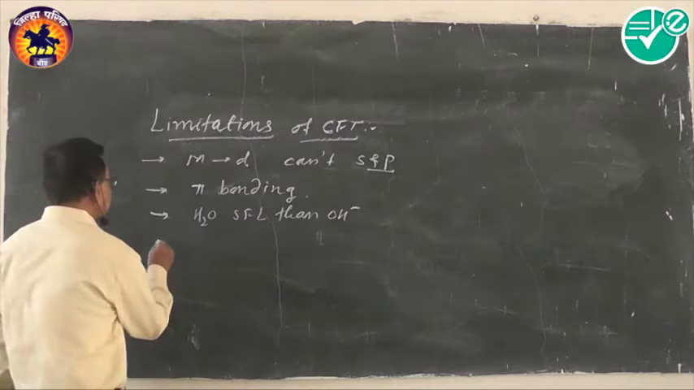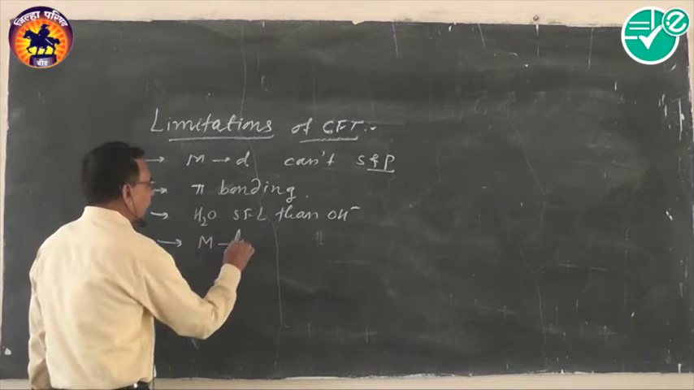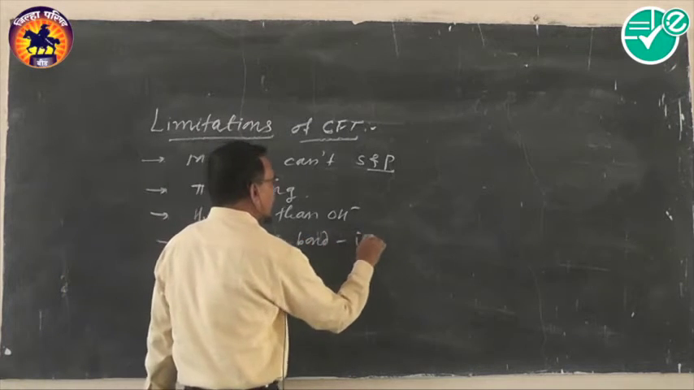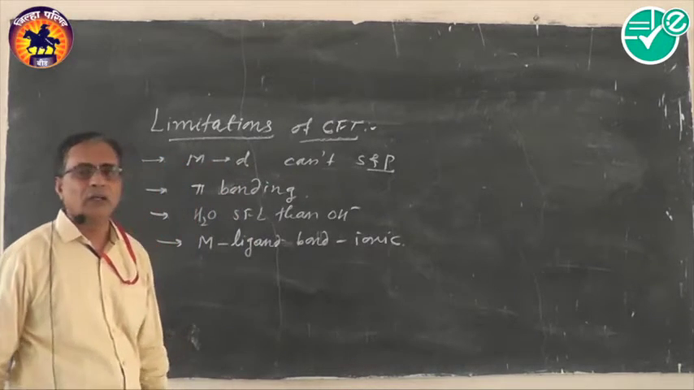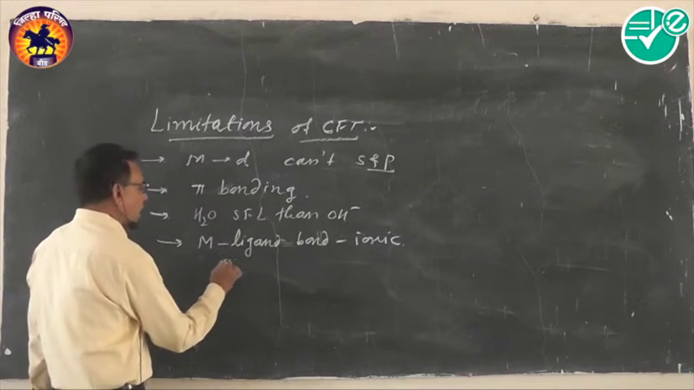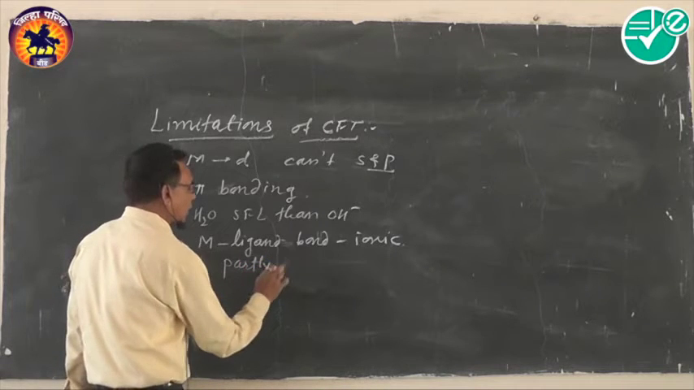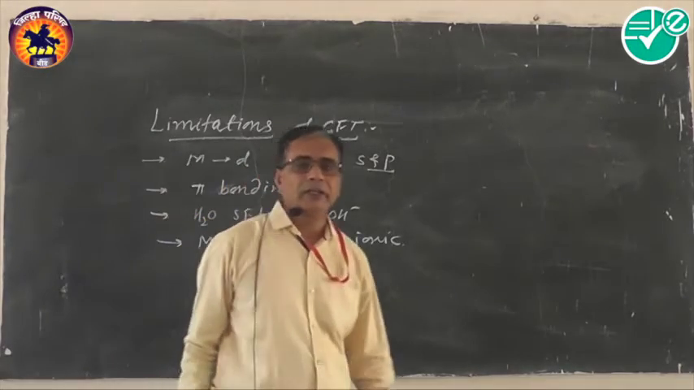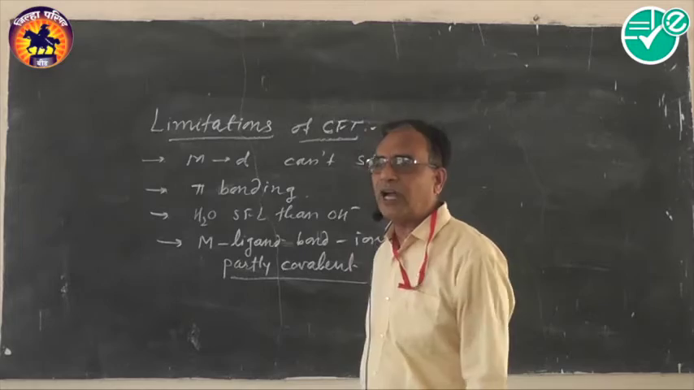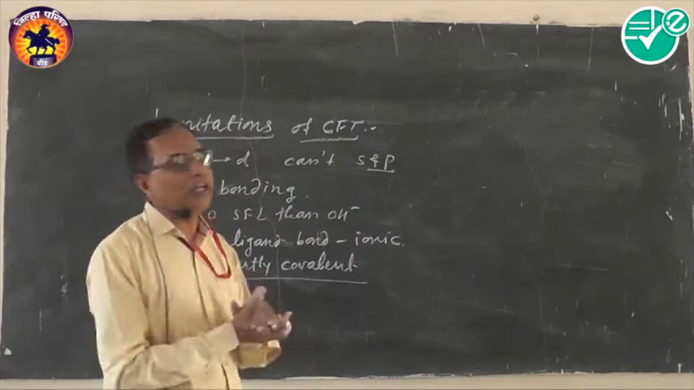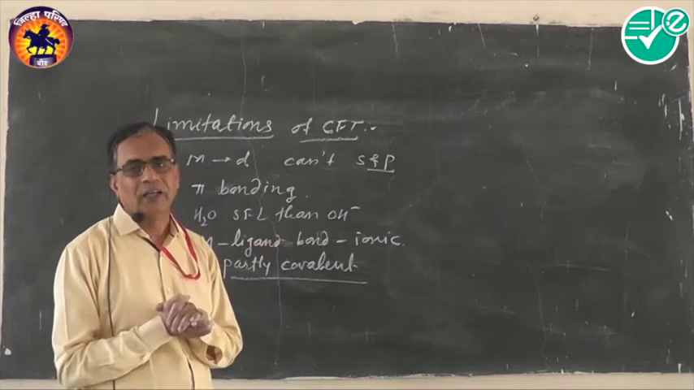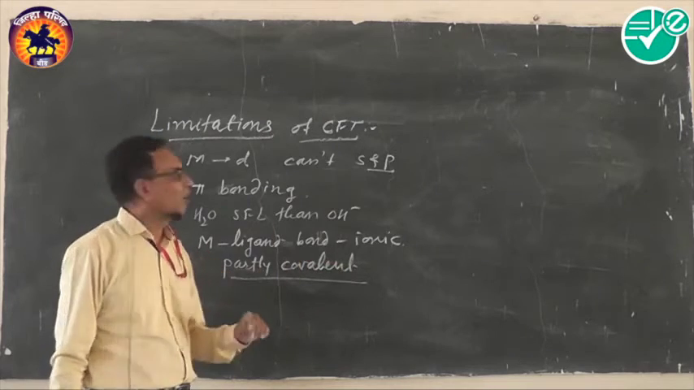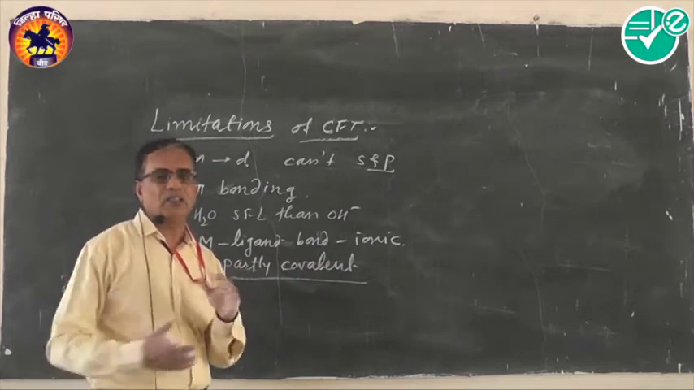Then, according to this theory, the metal-ligand bond is considered ionic or electrovalent, meaning the attraction between metal and ligand is purely electrostatic. But the theory cannot explain the partly covalent nature of this ionic bond. So these are some of the limitations of CFT.